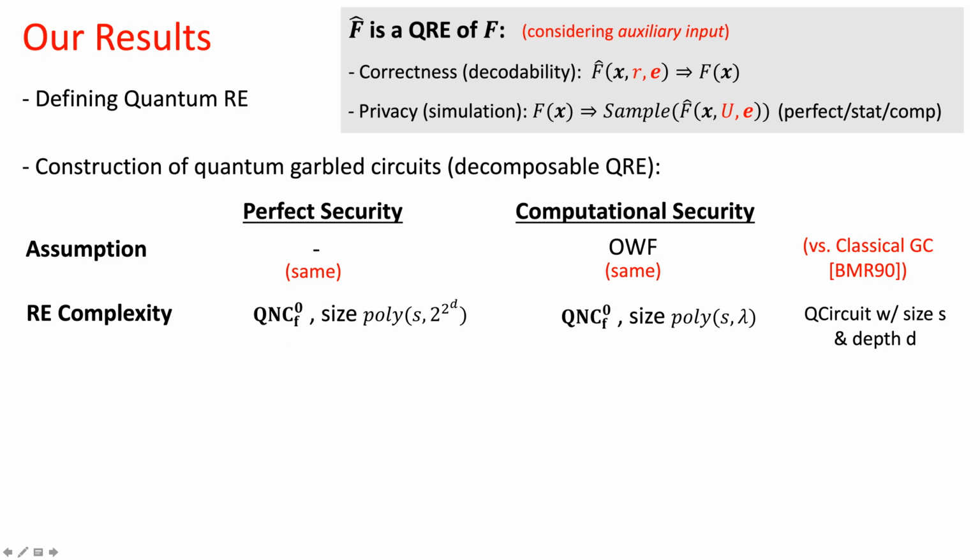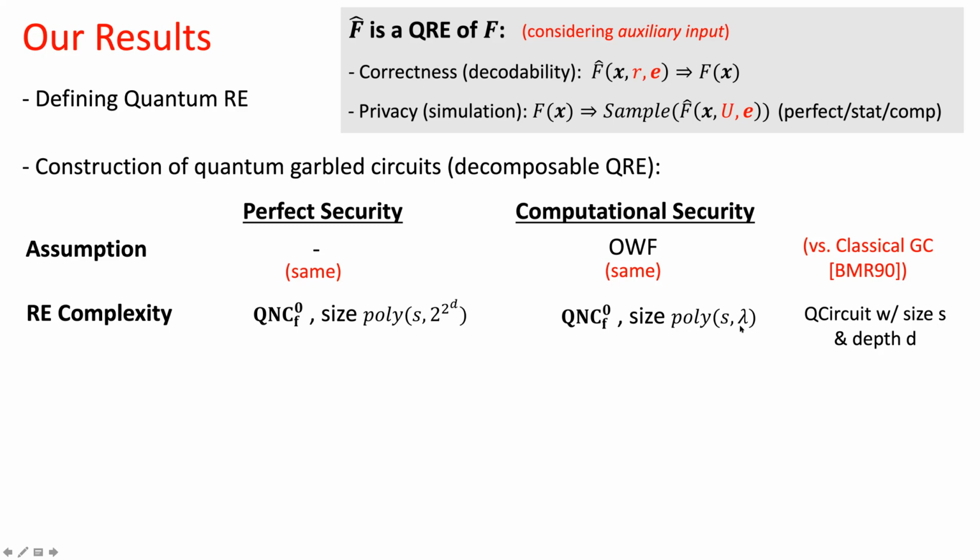In terms of the size of the encoding, let's start with the computational setting first. If I'm garbling a circuit which has size S and depth D, then the size of the encoding is going to be polynomial in the size of f, and in lambda, which is the security parameter.